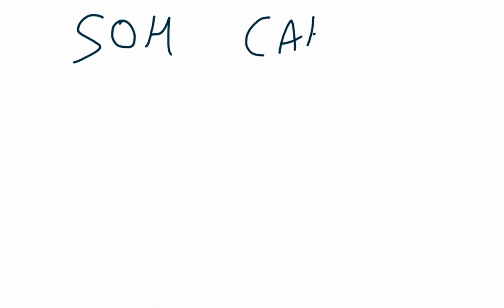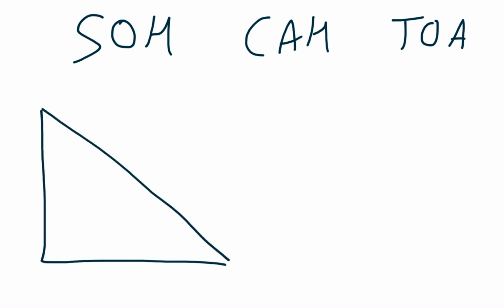Okay, so let's look at SOHCAHTOA. You spelt it wrong as well. It's S-O-H, leave a gap, C-A-H, leave a gap, T-O-A. SOHCAHTOA will only be used in right angle triangles. So here's a right angle triangle, and there's your right angle.